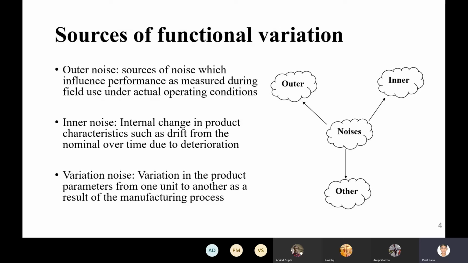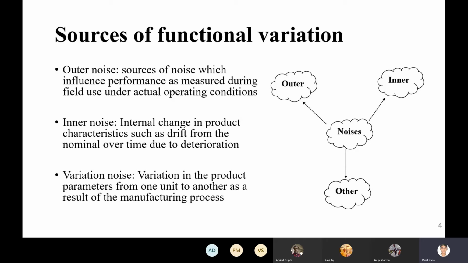Second is the inner noise. It is an internal change in the product characteristic, such as drift from the nominal over time due to deterioration, for example, mechanical wear. You cannot completely control the mechanical wear, but by adding some lubricant, you can reduce it, but you cannot eliminate it completely.